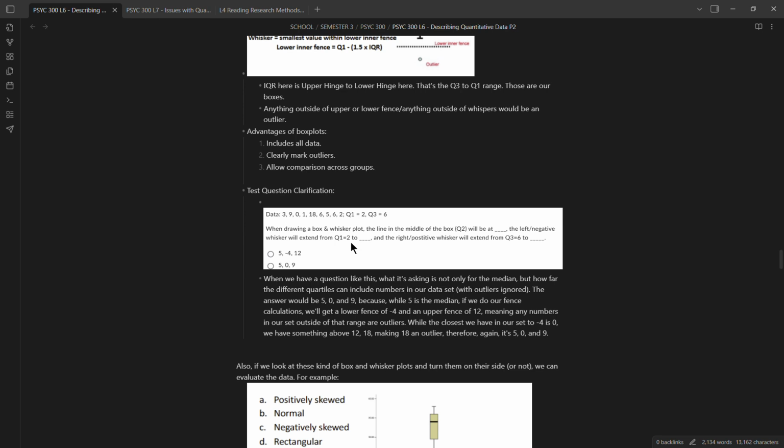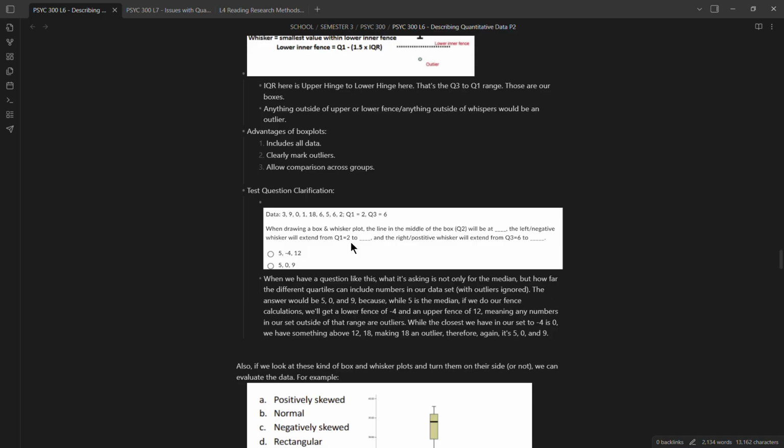This little thing I have here is just a reminder when it comes to test questions. Be mindful that you might be asked, specifically when drawing a box and whisker plot, that the line in the middle of the box, Q2, will be at, for example, blank. The left whisker will extend from a point to blank, and the right whisker will extend from a point to blank. So if you look at the screen, you'll understand.